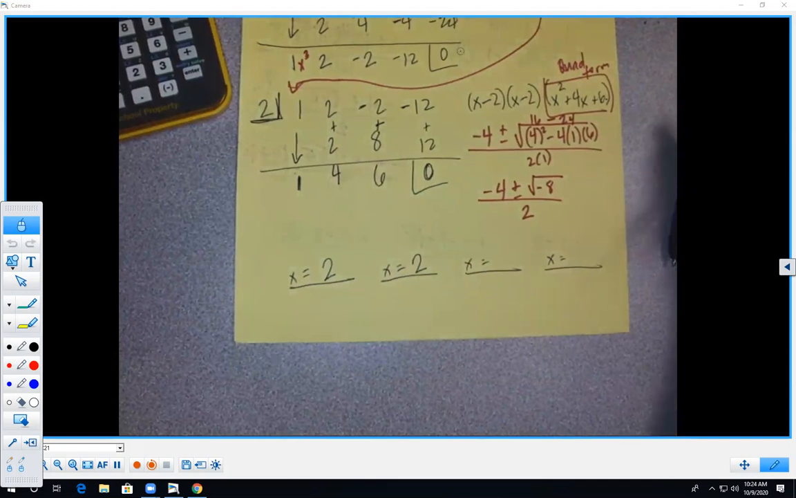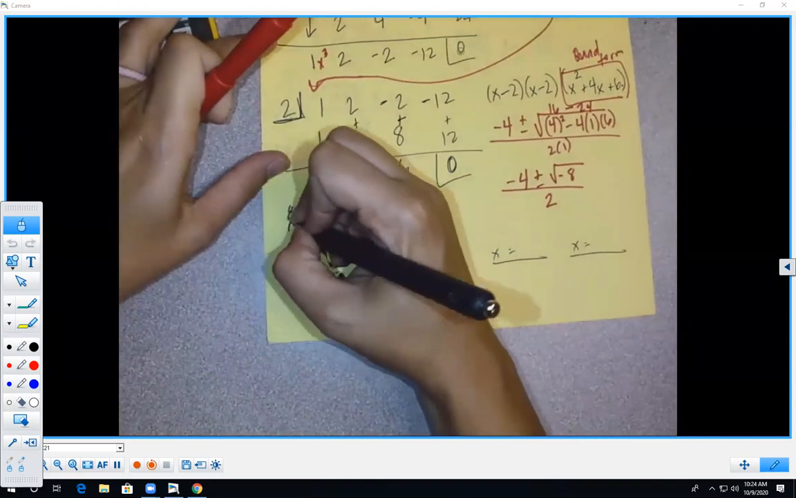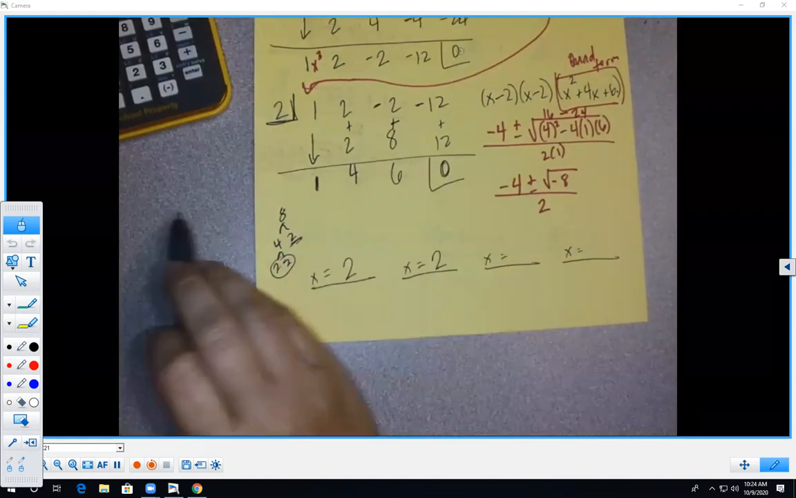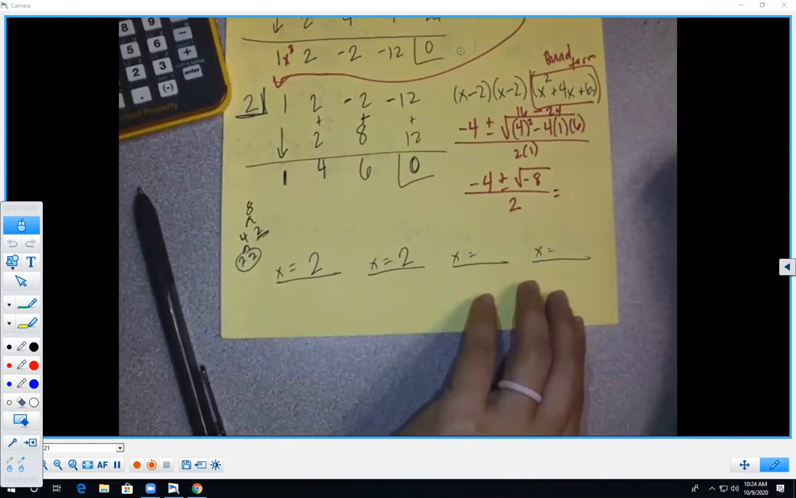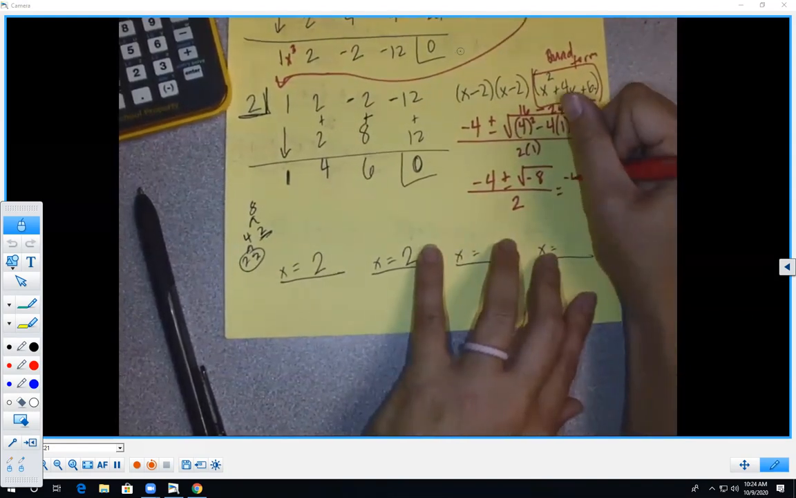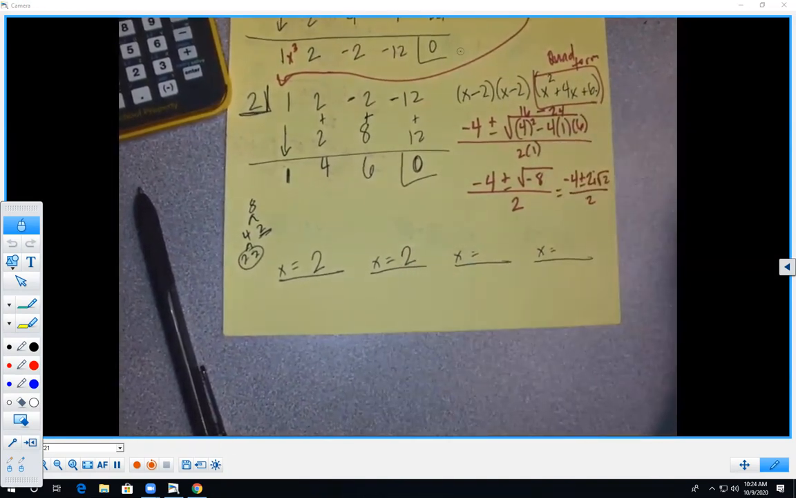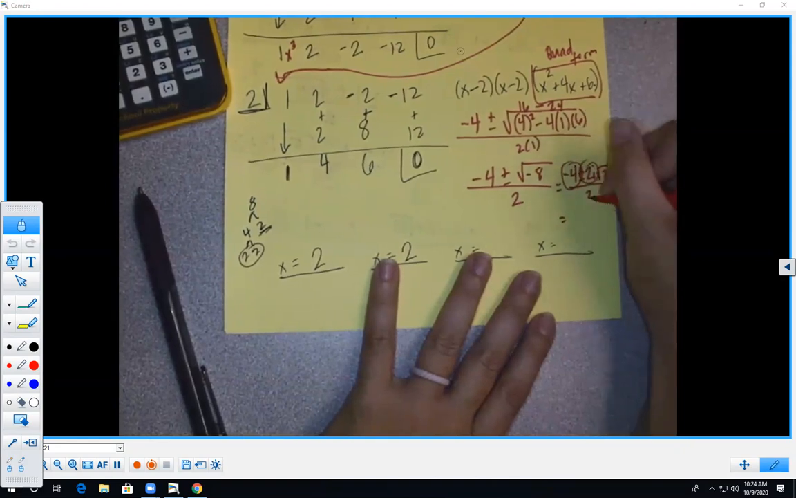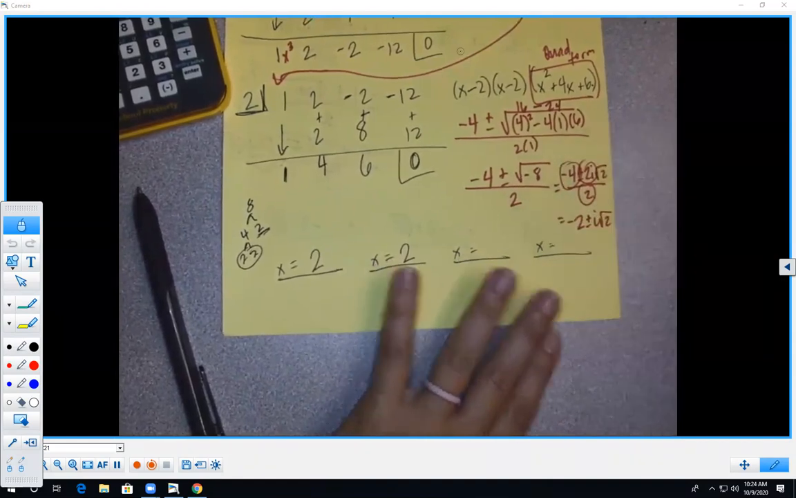I can simplify that some more. 8 is 4 times 2, which is 2 times 2. I can take out a pair of 2's and there's a 2 left over on the inside. What about the negative? That comes out as an i, right? So this would be -4 plus or minus 2i times the square root of 2, over 2. And that simplifies some more. That is all the outside numbers divided by 2. So -2 plus or minus i times the square root of 2.